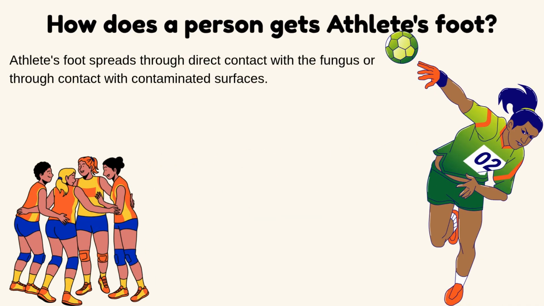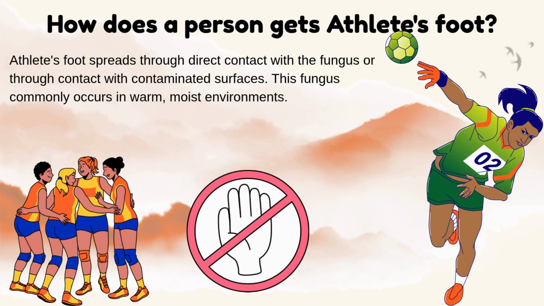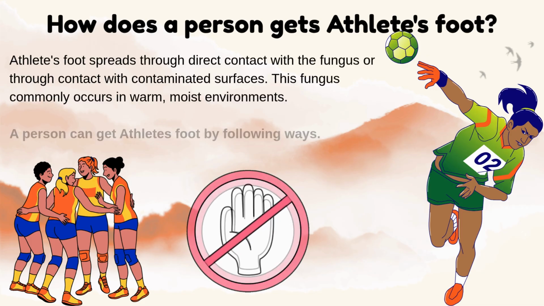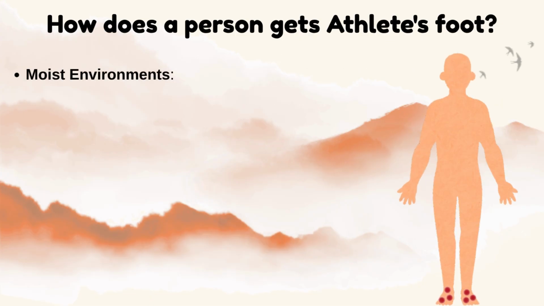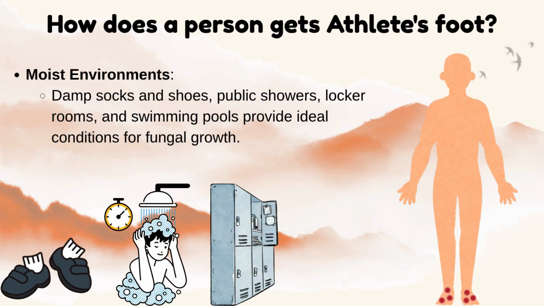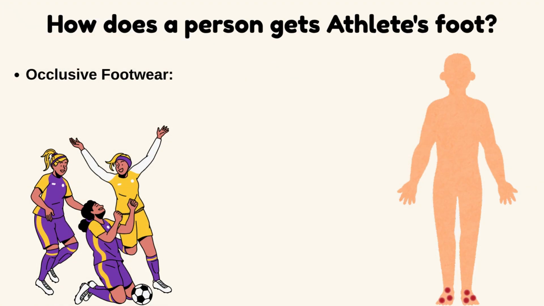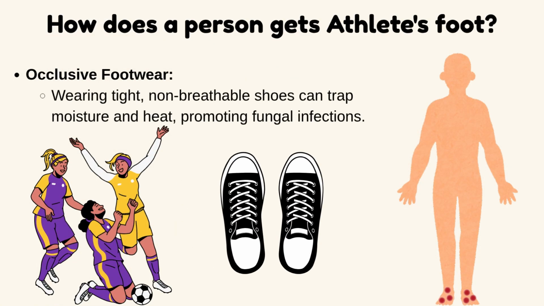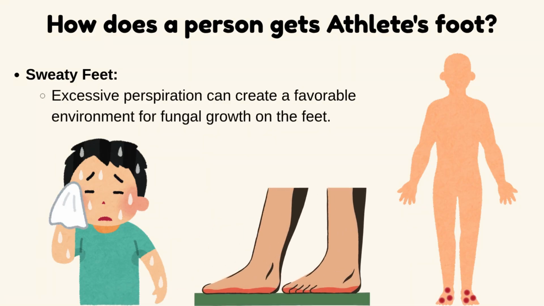Athlete's foot spreads through direct contact with the fungus, or through contact with contaminated surfaces. This fungus commonly occurs in warm, moist environments. A person can get athlete's foot in the following ways: Moist environments. Damp socks and shoes, public showers, locker rooms, and swimming pools provide ideal conditions for fungal growth. Occlusive footwear. Wearing tight, non-breathable shoes can trap moisture and heat, promoting fungal infections. Sweaty feet. Excessive perspiration can create a favorable environment for fungal growth on the feet.